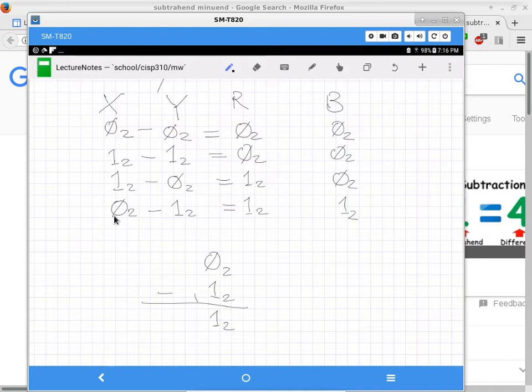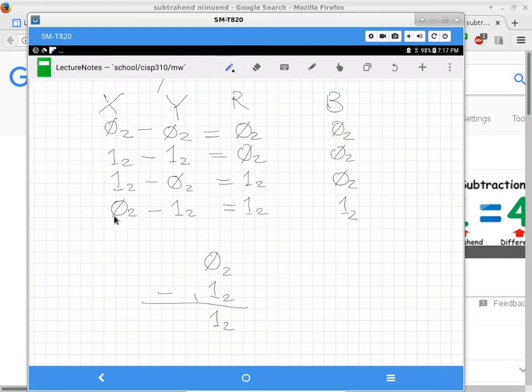When you look at the R column, what do you think? How is R related to x and y? If I want to look at it from the perspective of logic gates, exclusive OR. Yep. Haven't we seen that before? Exactly. Well, not just the carry look ahead, but for binary addition. So the result of subtraction is identical to the result of addition. There's no difference between those two.